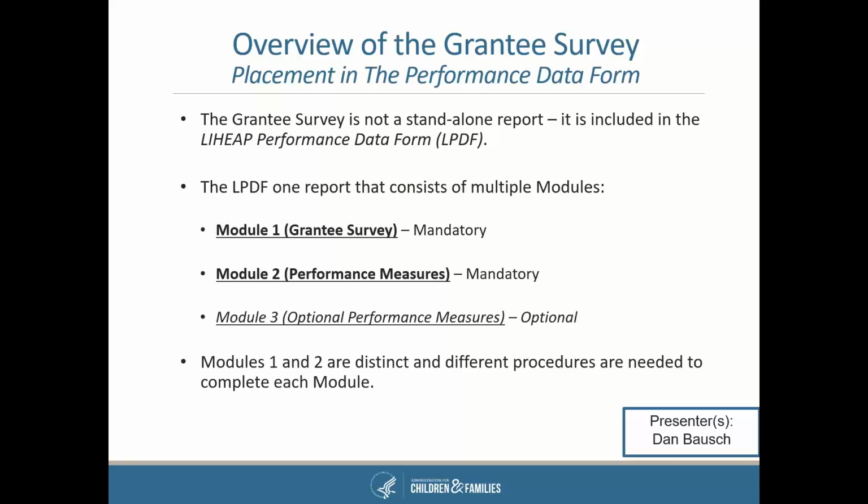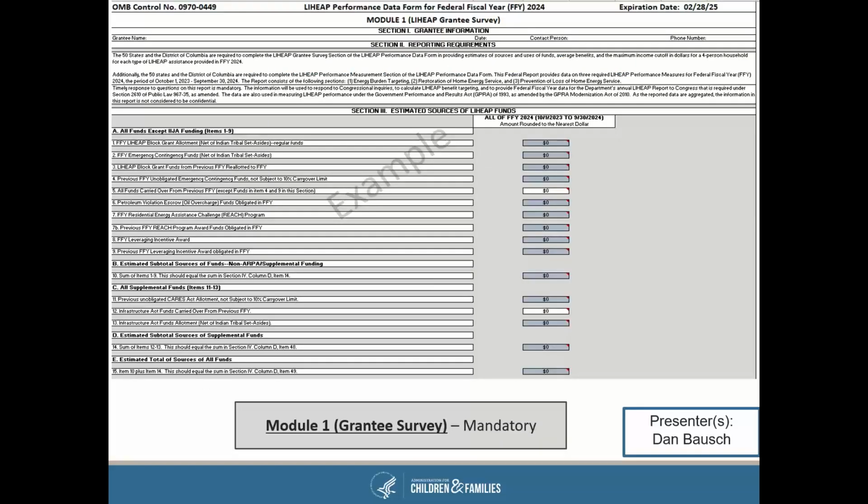But the important thing is this is one report, but the Grantee Survey is asking for different kinds of information that often require input from your fiscal team. And the performance measures reported in Module 2 and also in optional Module 3 is different data that comes from your program as well as your energy vendors. So it helps to get a picture, since you all aren't working in these reports every day, but once a year you're turning your attention to them.